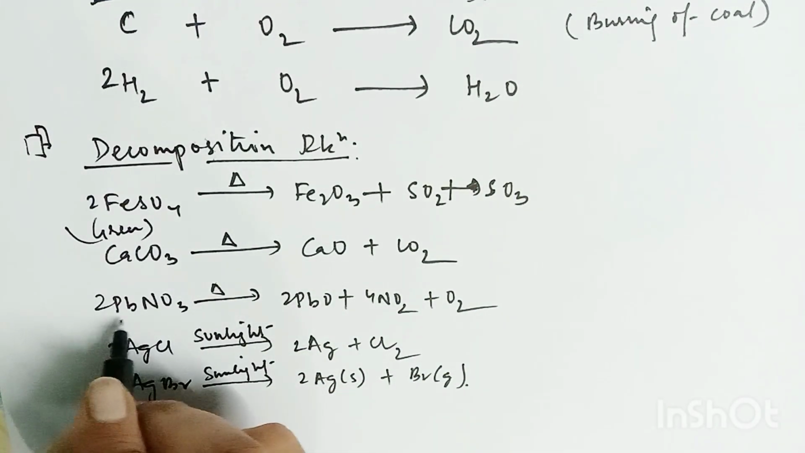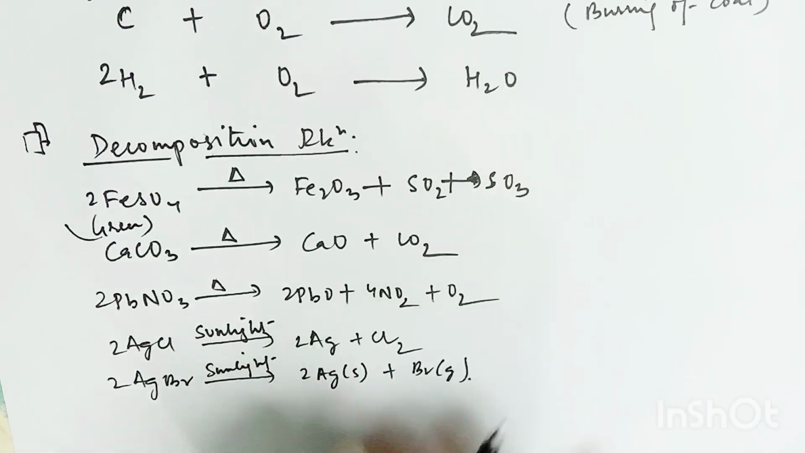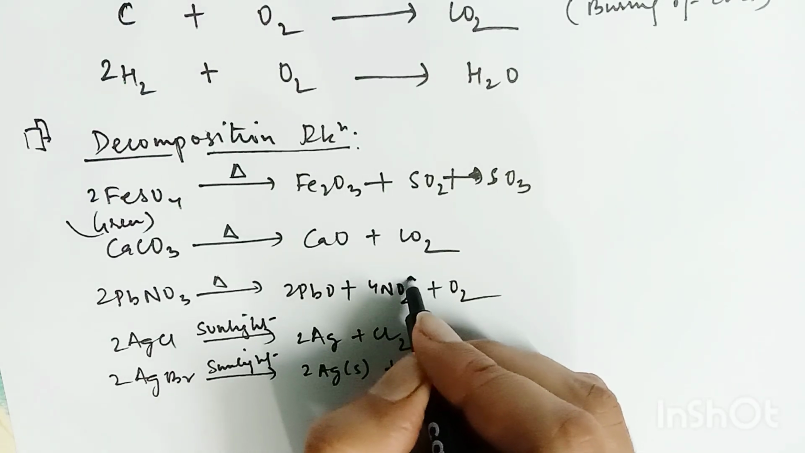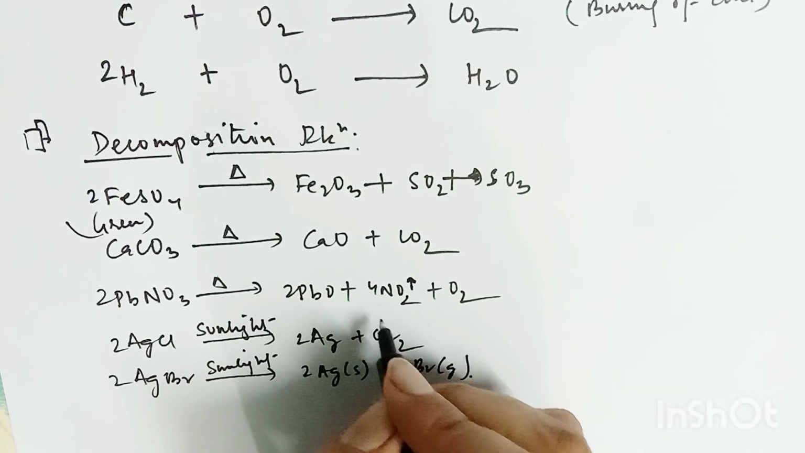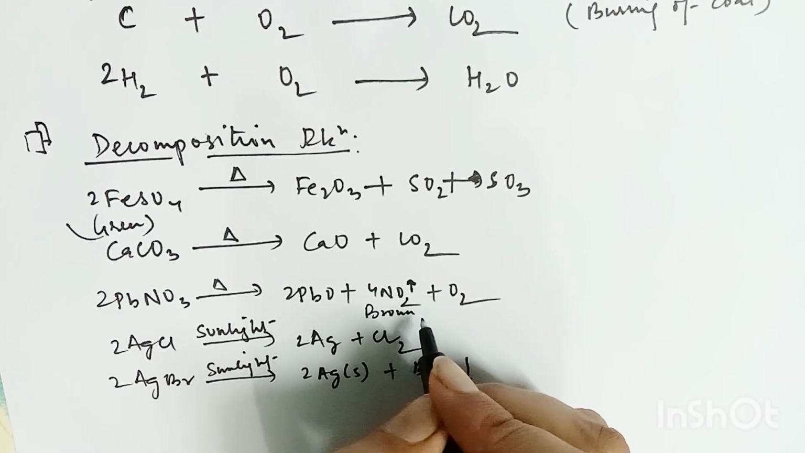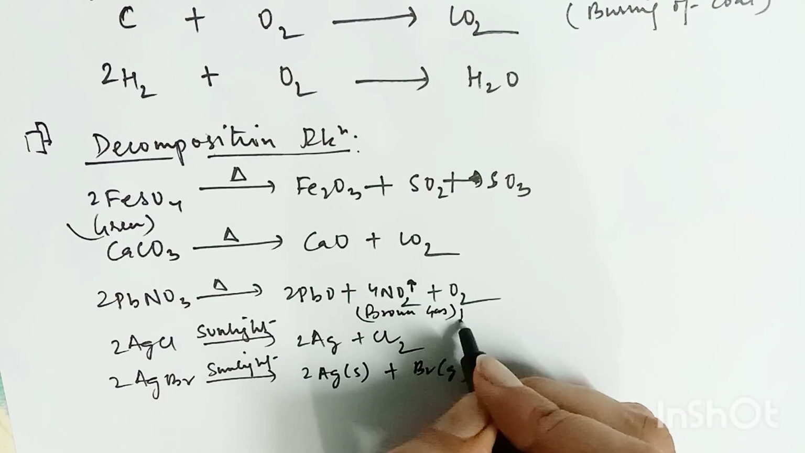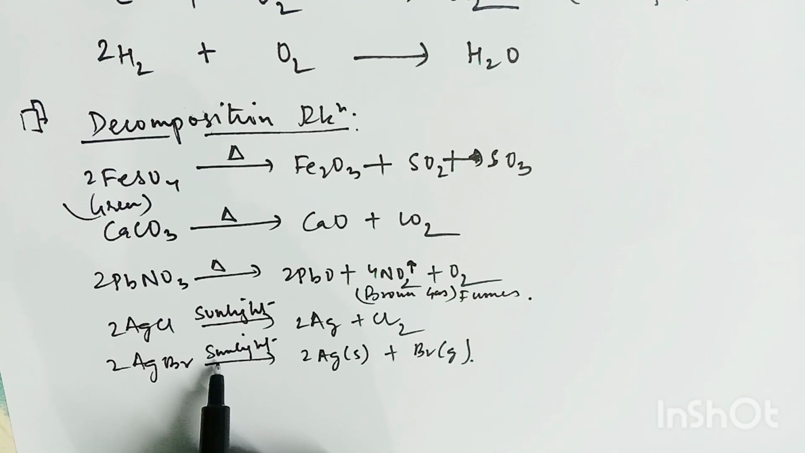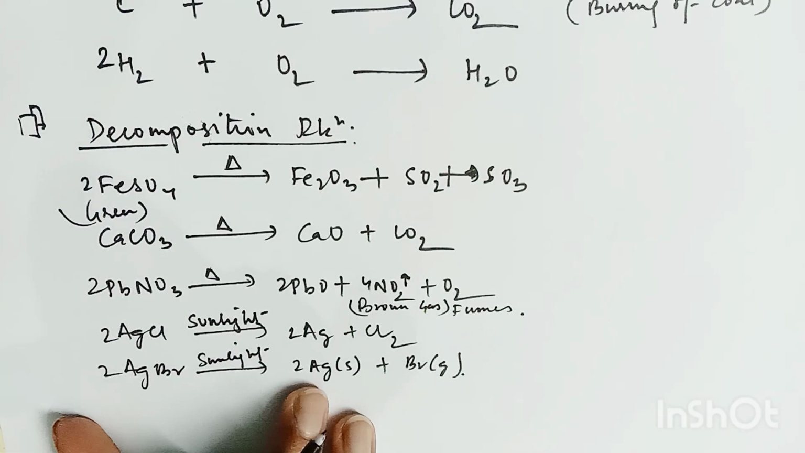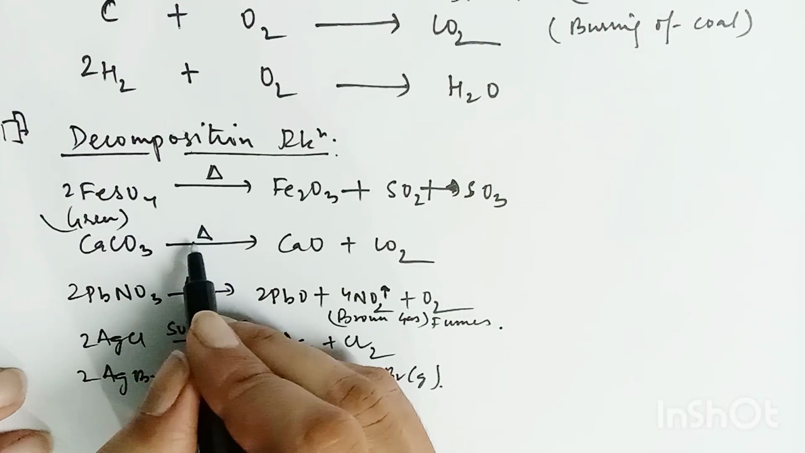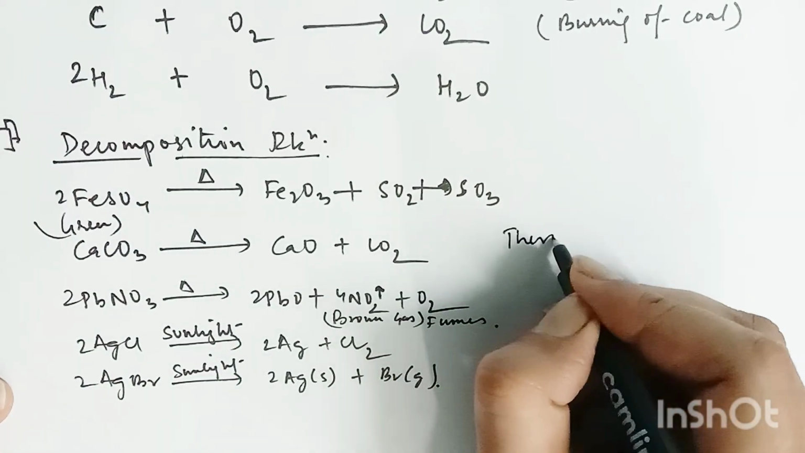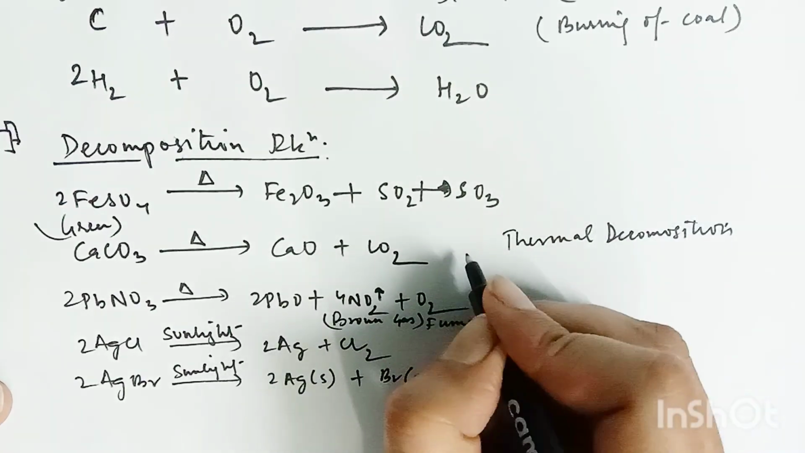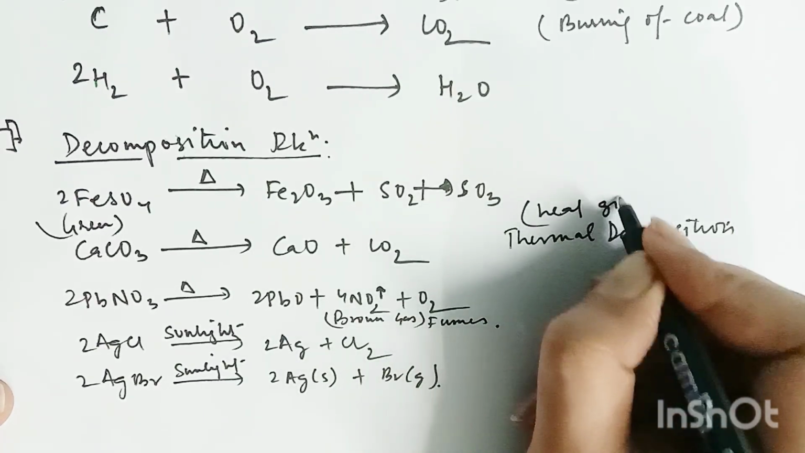Now this reaction, lead nitrate: when you heat lead nitrate you get brown fumes, and that brown gas is none other than nitrogen dioxide. You can note this down as well: brown gas or brown fumes. In these two examples here, sunlight is given. These reactions are in the presence of sunlight. When you give heat to decompose, it is also sometimes called thermal decomposition.